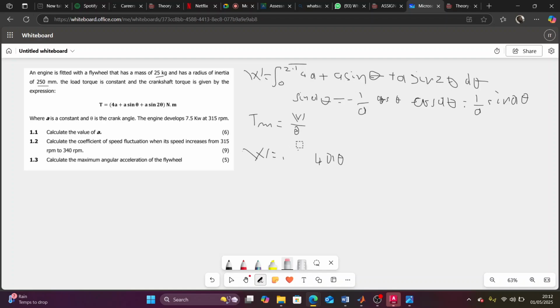I don't know if you're with me on this side. Yeah, I'm with you. Now that we're solving for integration, we have 4a theta minus, now we'll have minus what? A cos theta minus a over 2 cos 2 theta, with limits of integration 0 to 2 pi. I don't know if you see it, when you are proving.